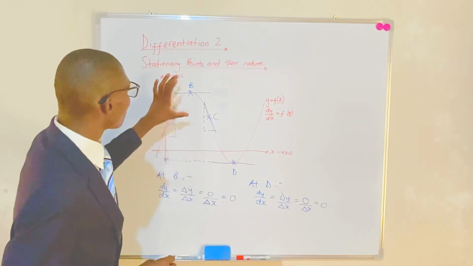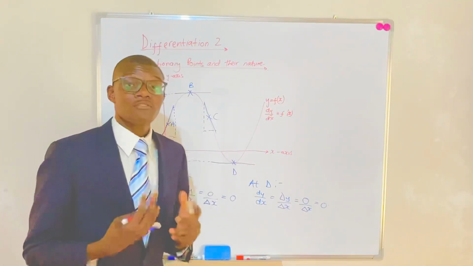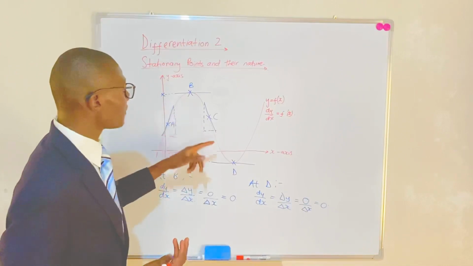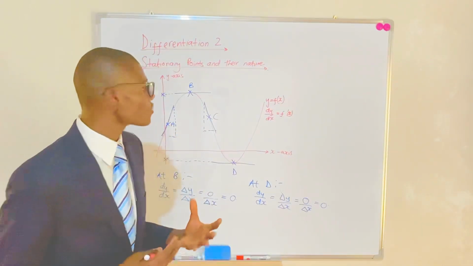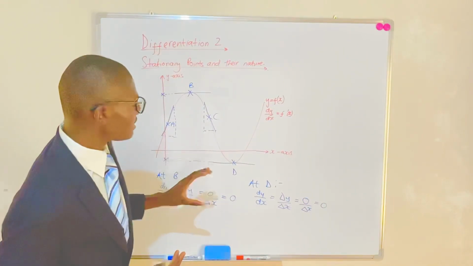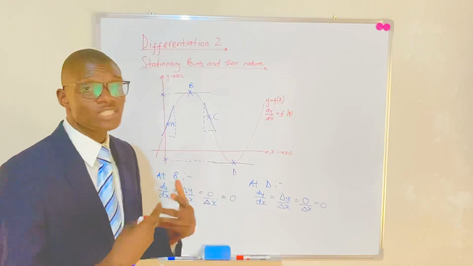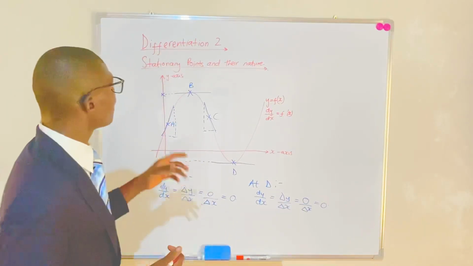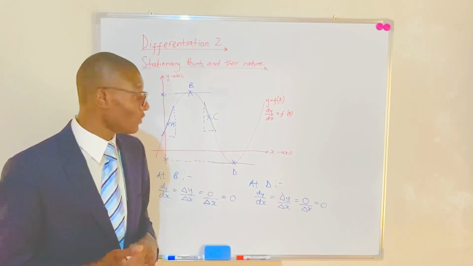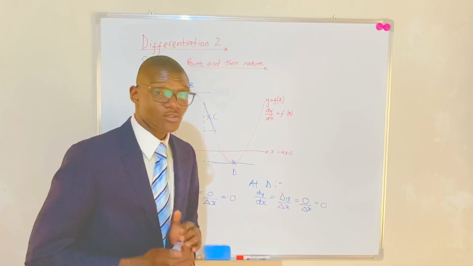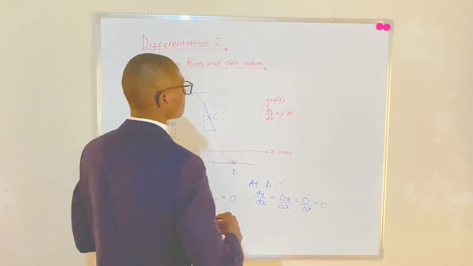So what does this mean? This means that at points B and D, the function y is equal to f of x is neither increasing nor decreasing, but it is just momentarily at rest. So these points B and D are what we call stationary points. What's there to take note of? At a stationary point, we see that the gradient is equal to 0, or we can say the gradient function is equal to 0. This is the first note that we shall take note of.